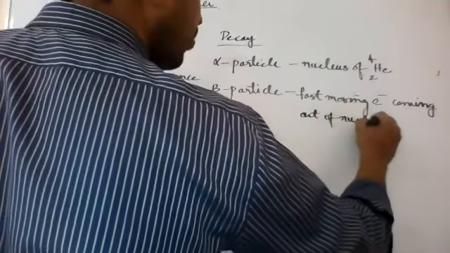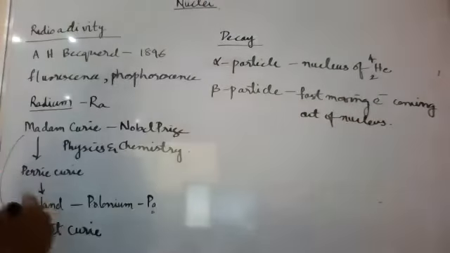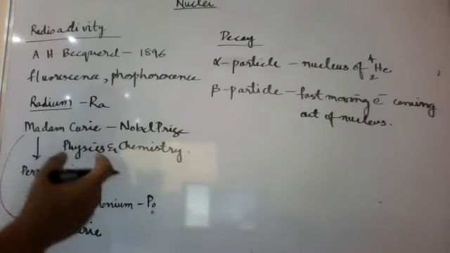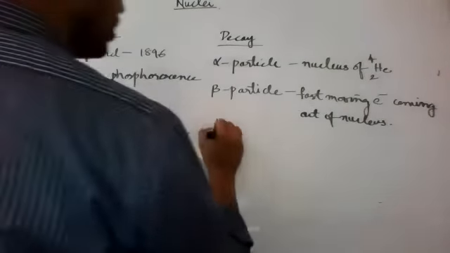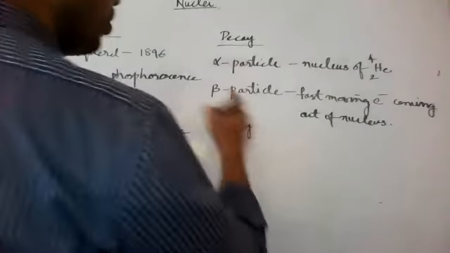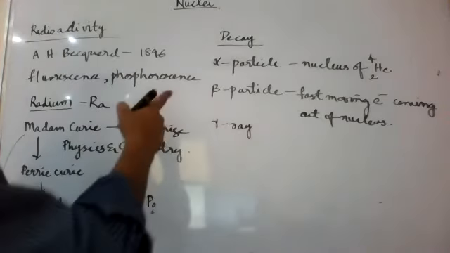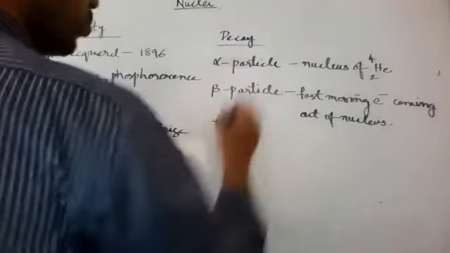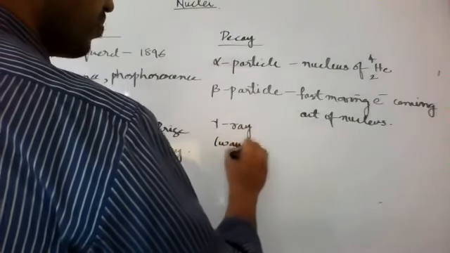Okay, there are different ways in which we can get electrons. One is thermionic emission, photoelectric effect, cathode ray, and one more is what? Beta particle. Next is gamma ray. We don't say beta ray. Both alpha and beta are particle nature, and gamma is wave nature.